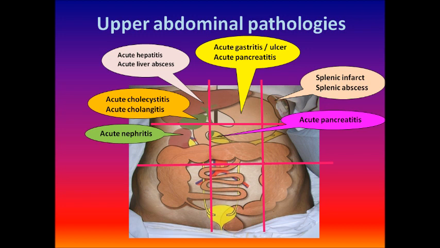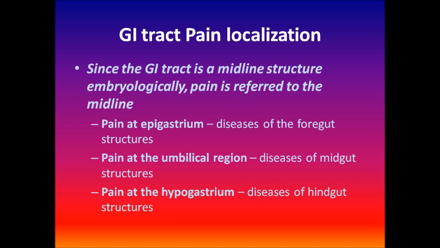Acute nephritis and acute pancreatitis are very close to the upper part of the abdomen, and so they are also considered. As far as gastrointestinal tract pathologies and pain localization, you should understand that the gastrointestinal tract is a midline structure embryologically, and the pain is referred to the midline. Diseases of the foregut structures present as pain in the epigastrium. The diseases of the midgut structures present as pain at the umbilical region, and the diseases of the hindgut structures present as pain at the hypogastrium.